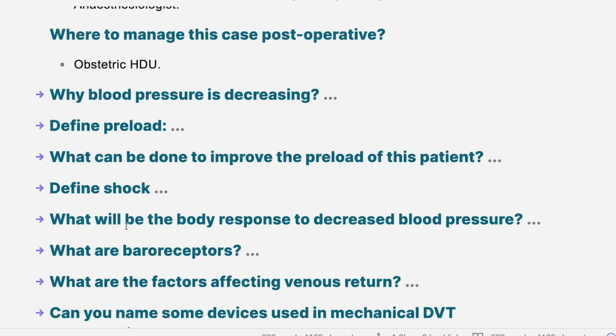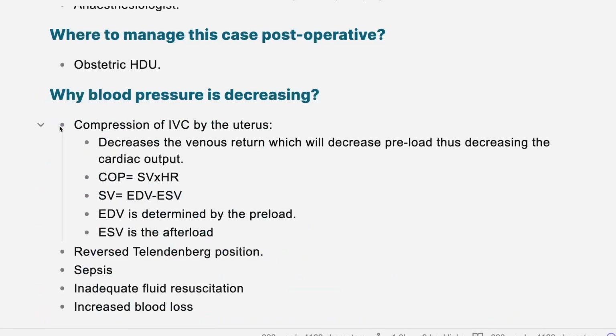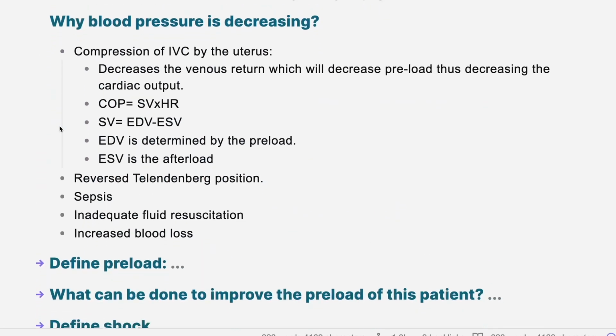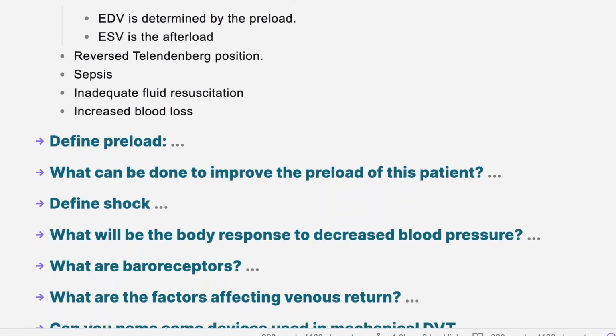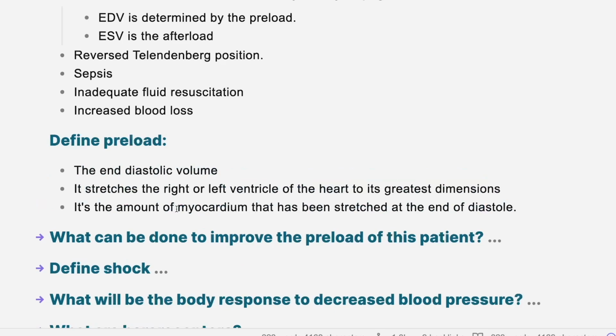She's pregnant, so the uterus might be compressing the inferior vena cava, preventing the venous drainage and consequently decreasing the cardiac output, and this will decrease the blood pressure. You see here compression of the IVC, reverse Trendelenburg position, and also sepsis, inadequate fluid resuscitation, and increased blood loss. What is preload? Preload is the end diastolic volume. This end diastolic volume is responsible for stretching the heart muscle and consequently increasing the cardiac output according to Frank-Starling law. As you can see here, that's the definition.